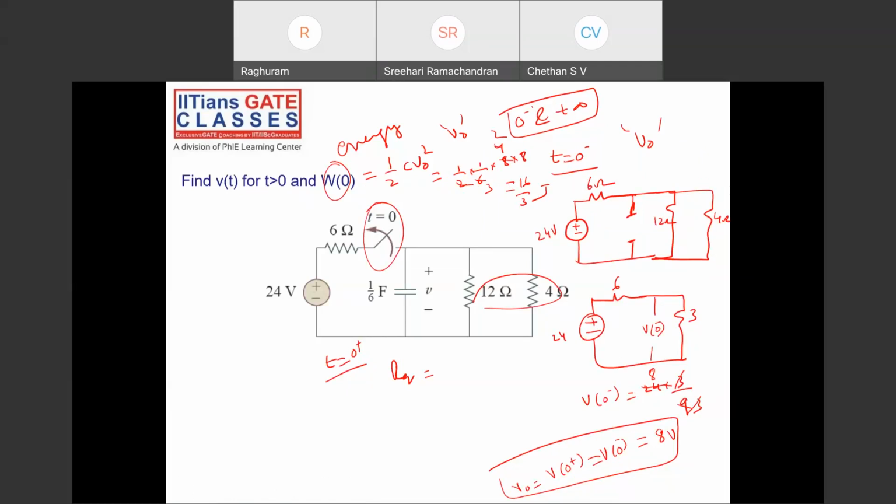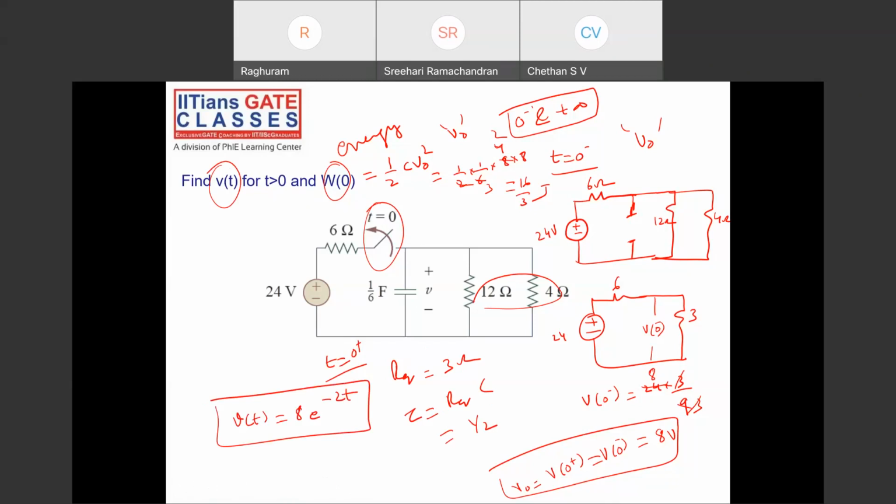And you have to find V of t. Find R equivalent. R equivalent is 3 ohms. Tau is equal to R equivalent into C. 3 into 1 by 6 is 1 by 2. Tau is 1 by 2. V naught is 8. So V of t is 8 e power minus 2t.